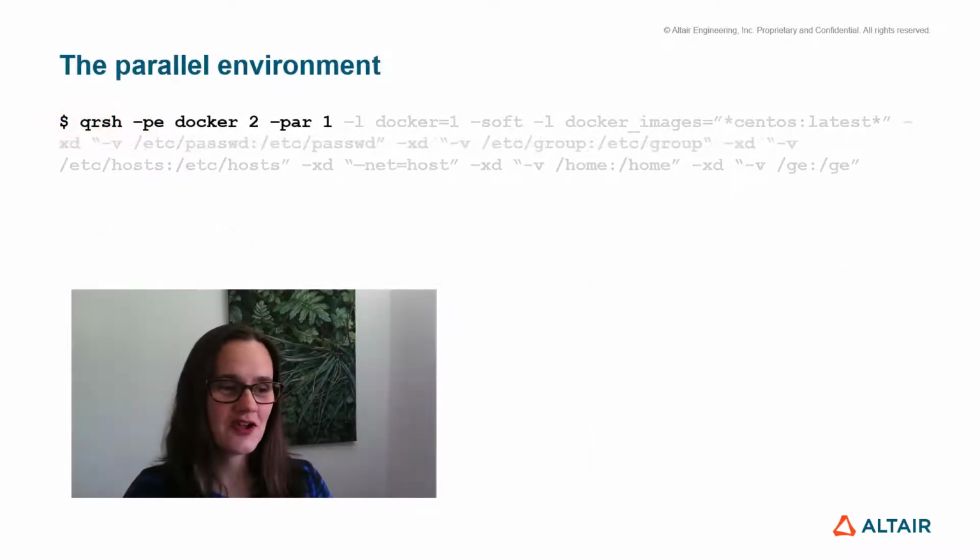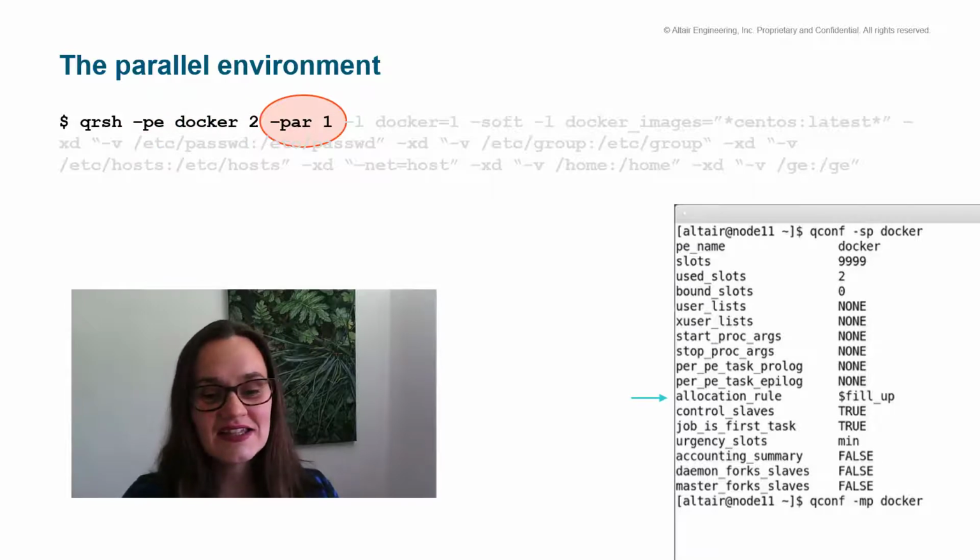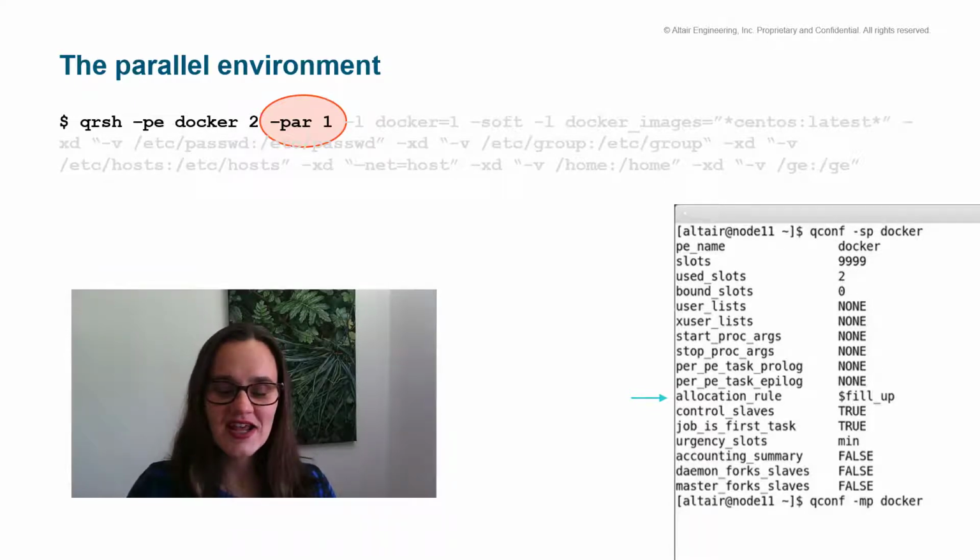The next part of the command is the parallel environment. I have a parallel environment called Docker setup. I'm requesting two nodes. I can see the details of that parallel environment. PE name is of course Docker. And you can see in the qconf configuration, the allocation rule for this parallel environment is to fill up. That means that Grid Engine will try to fill up as many slots on a machine as it can before it moves on to the next machine.